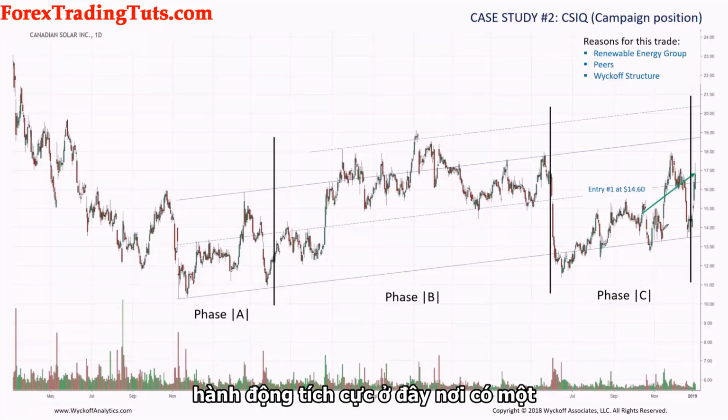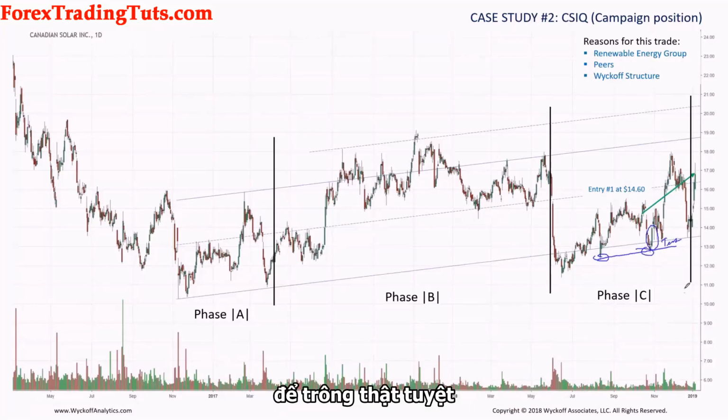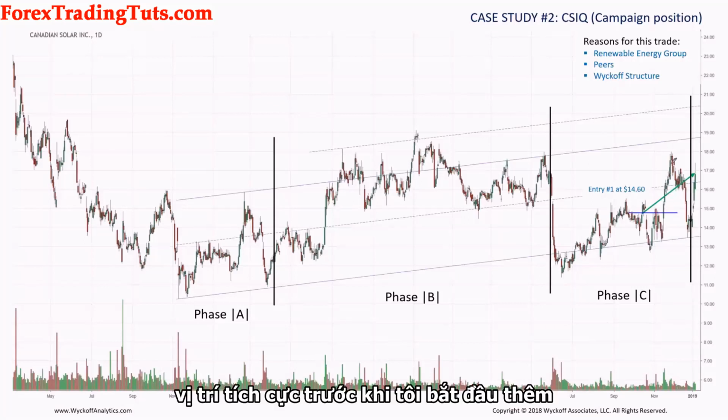I see positive actions here where there is a quick reversal of the low where there is some value, and then there is a test. So that looks great. Add to the position here, I just missed that, but wanted to have a confirmation. I wanted to see a positive position before I start adding to the position.